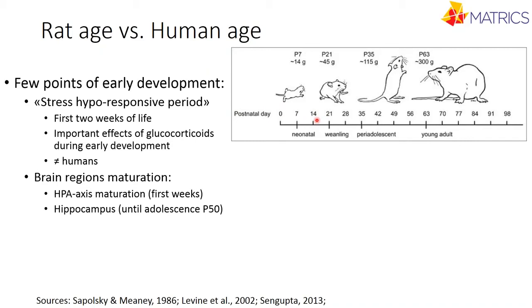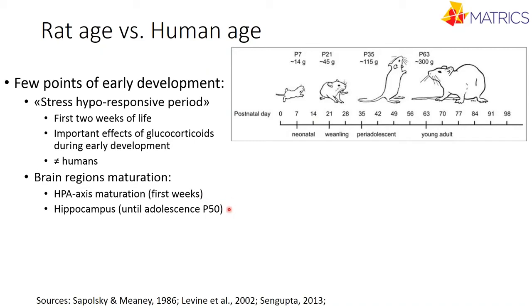I will also mention 2 different points. During the first 2 weeks of life, they are in a period that we call the stress hyporesponsive period. It means that the development is still ongoing, and the development at that stage is dependent on glucocorticoids. So the animals are developing a hypo-response to the glucocorticoids. This is different in humans because this stage in humans happens at the end of the gestation, and when babies are born, they are not hypo-responsive because the system is already fully developed.